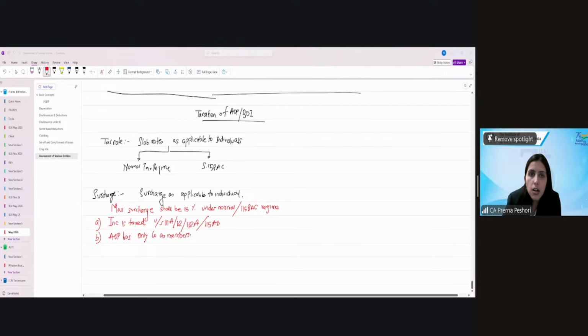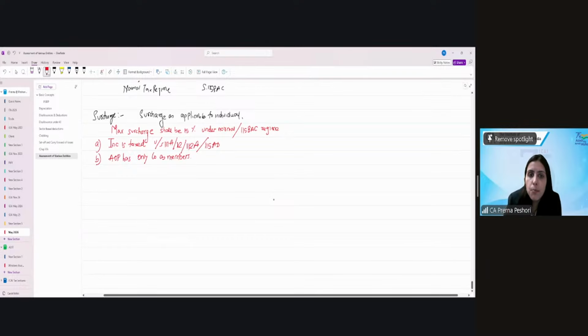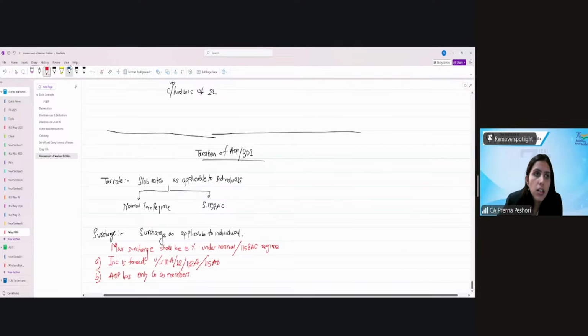Before moving to the computation, there is an exception to the constitution of AOP or BOI. What is that exception? This one point you should remember. But before moving towards the exception, what do we understand by AOP or BOI? In which circumstances can we say that this is an AOP or BOI?